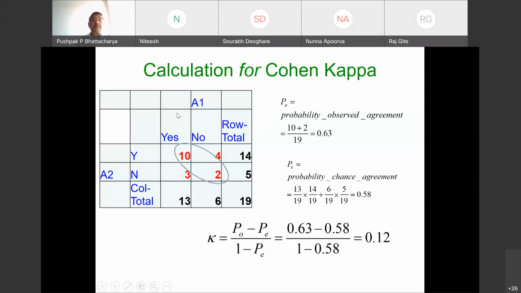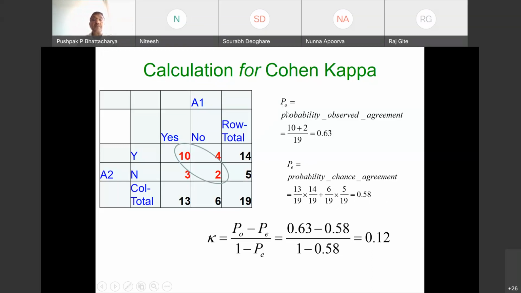This is the number of times A1 says yes out of 19, into 14 by 19, which is the number of times A2 says yes. Okay, this is 14 out of 19, plus the number of times A1 says no, divided by 19, into the number of times A2 says no, divided by 19, which is 0.58. So this 0.58 is the probability of chance agreement, and this PE is subtracted from PO, 0.63 minus 0.58.